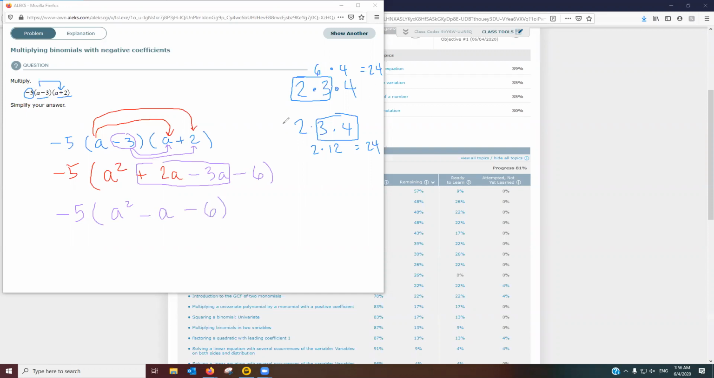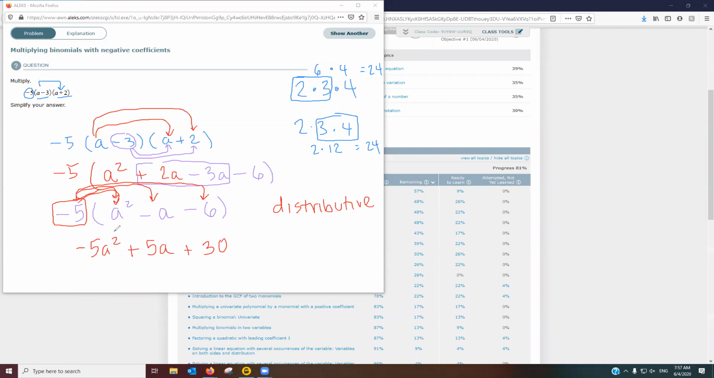All right, I'm down to one last step. I'm going to take this -5 in front and let it multiply inside the parentheses. You might remember this is called the distributive property. Well, how about -5 times a squared? That's -5a squared. Then I have a -5 times a -a. But that's a negative times a negative, which is a positive. So that's +5a. Last multiplication, -5 times -6. Again, that's a negative times a negative, which is positive. So that's +30. That's the final answer.